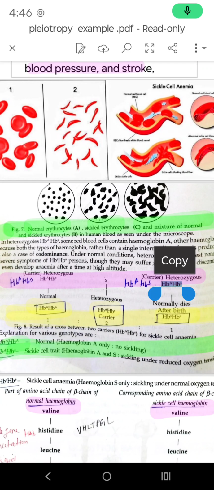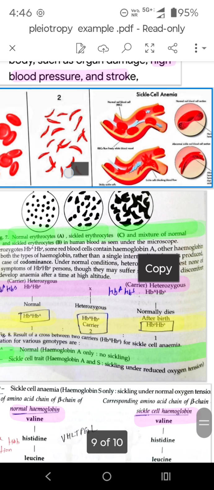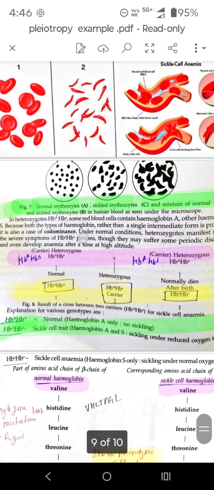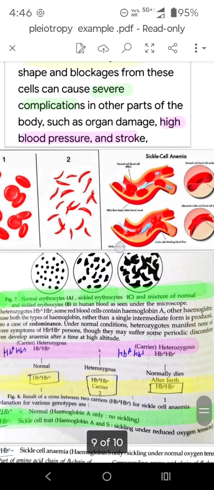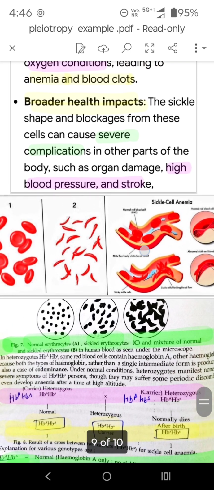So earlier you have known about pleiotropy, that a single gene affects many characters. One example is sickle cell anemia. You can see in the diagram, this is a normal RBC, which is biconcave in shape, and the second one is sickle shaped, as in sickle cell anemia. Here, the individual has abnormal RBCs.